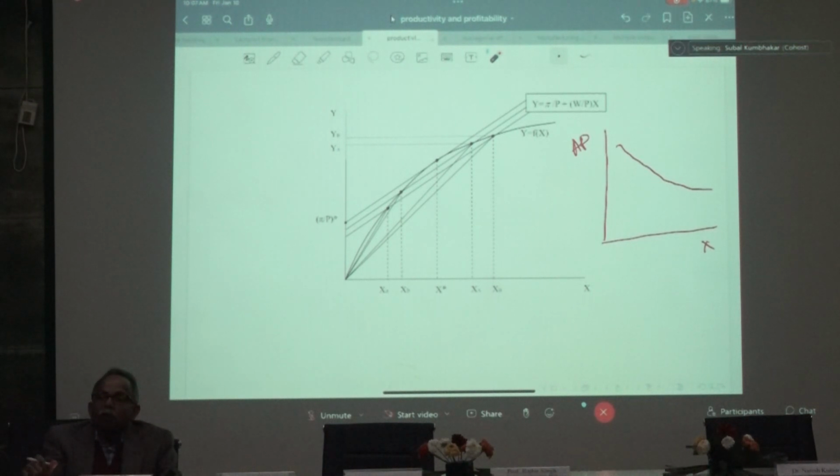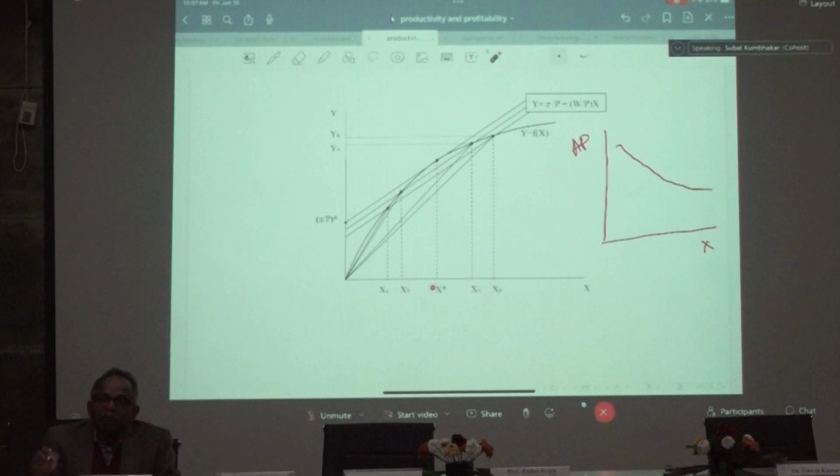So what is the point of this graph? First, we were showing that average product is decreasing, which means productivity is decreasing. But when you look at profit, profit is increasing, as you see in here, all the way up to X star, and then it's decreasing. So your profit is maximized at this point.